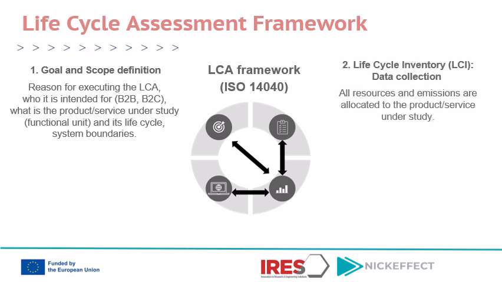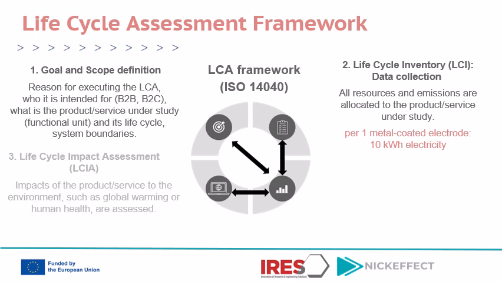In the second step, the life cycle inventory step, here we need to collect all the resources and all the emissions that can be allocated to the product that we are investigating. So here is the step where we would gather information such as, to produce a certain product, in this case a metal coated electrode, how much electricity we would need to use. So this is where we gather all this information regarding the product we are studying.